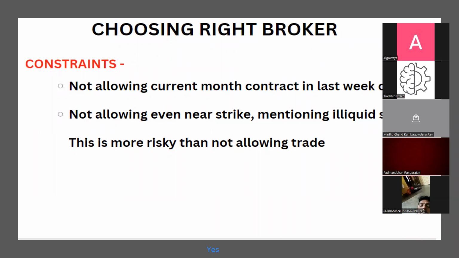And this is very uncertain. We never know in which strategy, at what time, the second strike will not be allowed. So it is much more risky than not allowing trading for one week. So these are the things we should take care of while selecting the broker, because this second point is very risky.